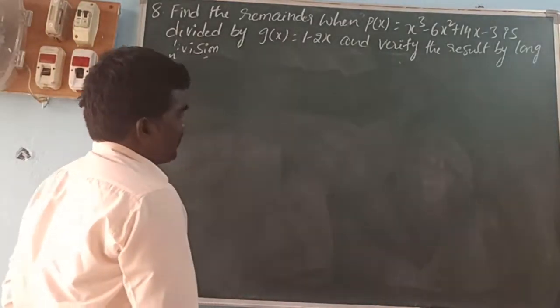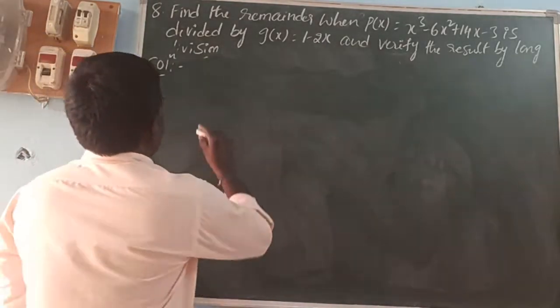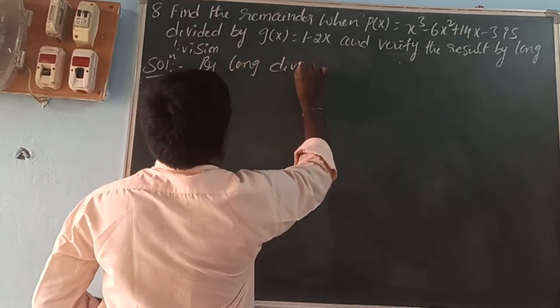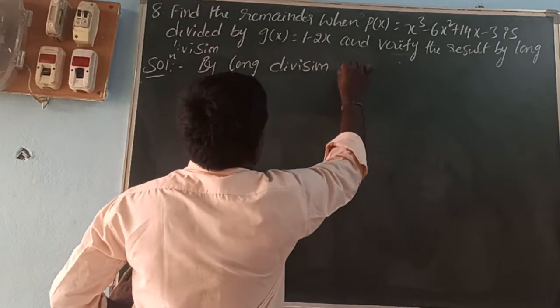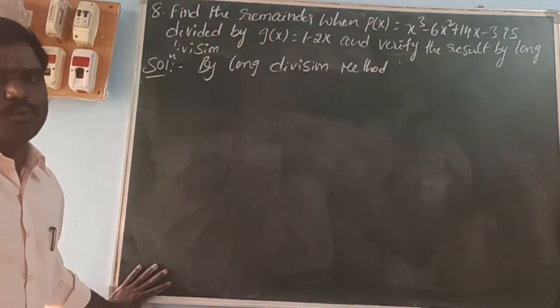By long division method. Actual division method or long division method, both are same. So here by long division method. So long division method means what? Same as it is the numerical how we can divide it. Same the polynomials are divided.